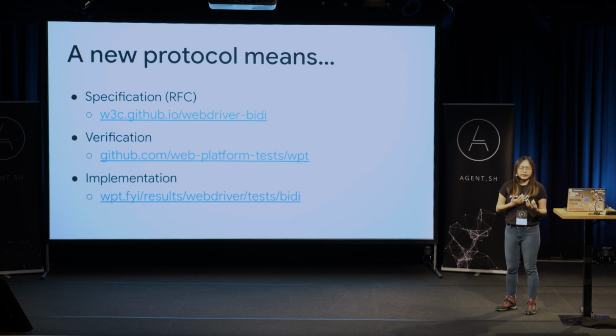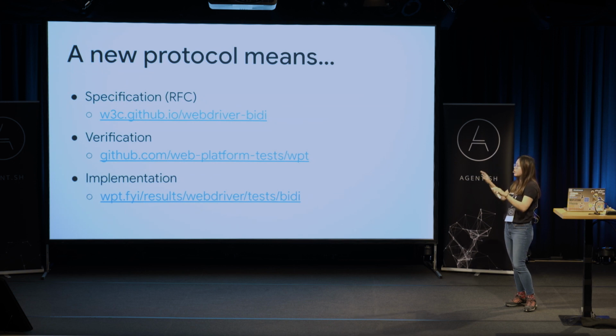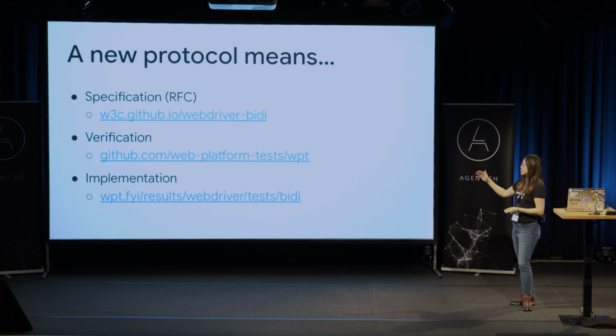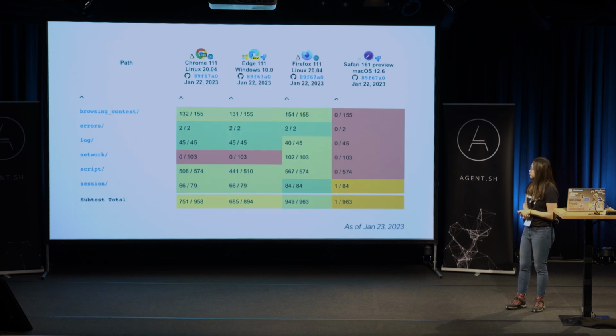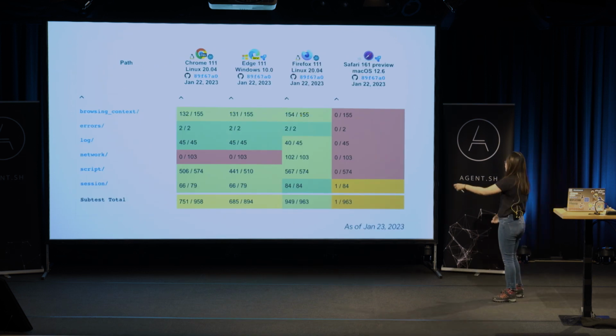And when we create a new protocol, it needs to go through three processes. The first part is that we need to have a spec. Everyone needs to agree on what the spec looks like. The second step is verification. We need a bunch of tests so that different browsers are testing the same scenario in the same way, running the same test but in different browsers. And the last one is implementation, to make sure that we pass all the tests and the implementation is correct.